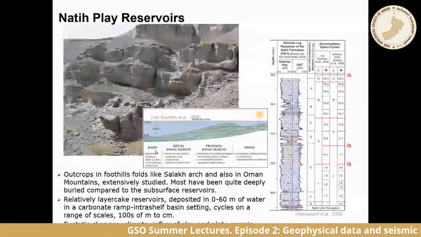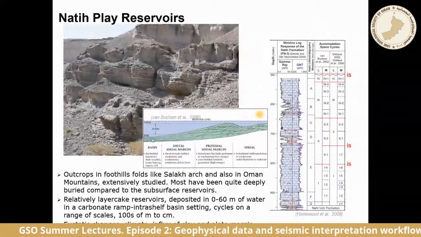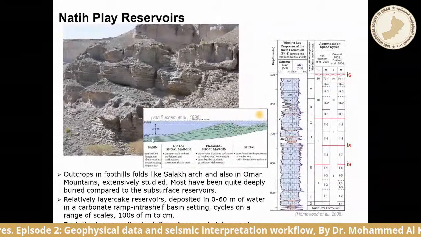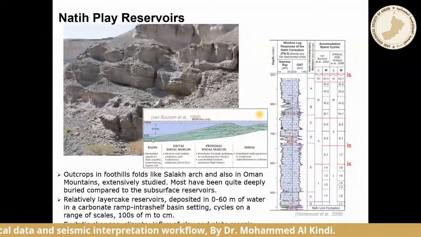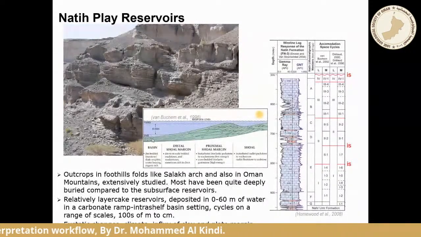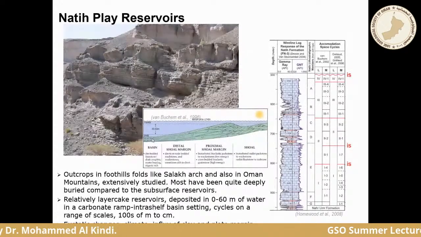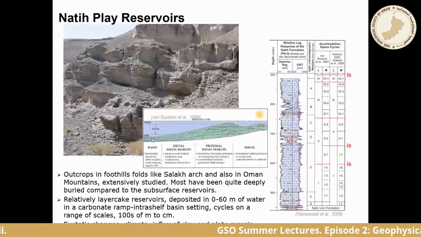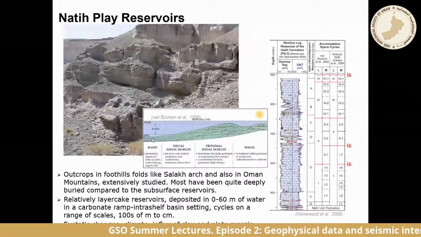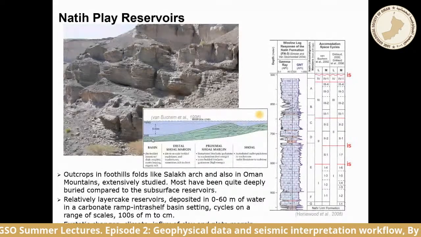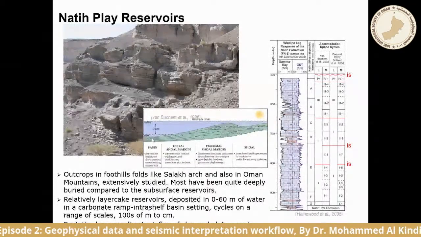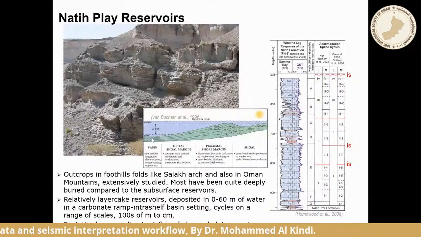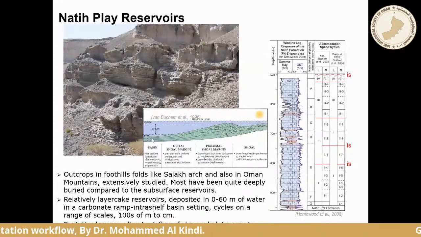And we said that the Natih is well exposed in a number of places in Oman. We said near Adam, we have a place there called Salah Ark, probably the best place to study the Natih outcrops. We said in the Jebel Akhdar Massif, or the chain of mountains there, you can see many transects, many wadis that expose beautifully the Natih formation.